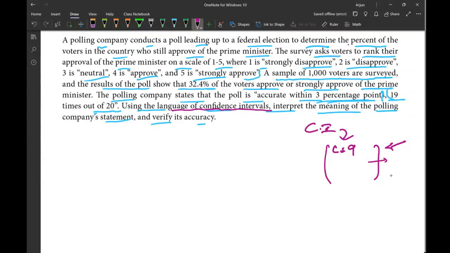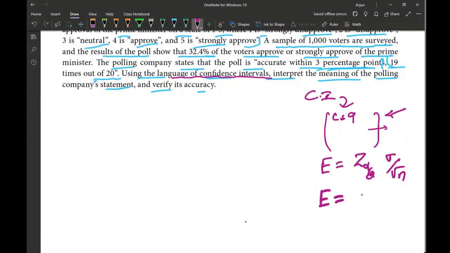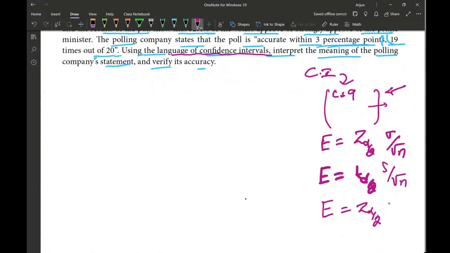I'm going to use one of the formulas in the formula booklet which is given to you: the first formula, E equal to Z alpha over 2 multiplied by sigma over square root of n, or the second formula, E equal to T alpha over 2 multiplied by S upon square root of n, or the third formula, Z alpha over 2 one more time, but this time multiplied by square root of p hat q hat upon n. So basically these are the only three formulas which are there.